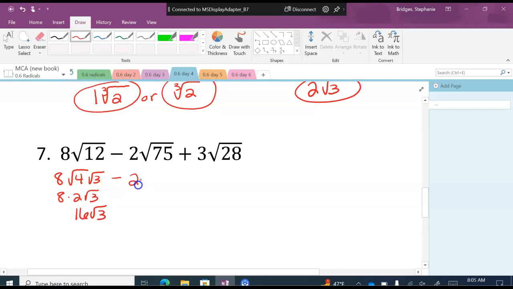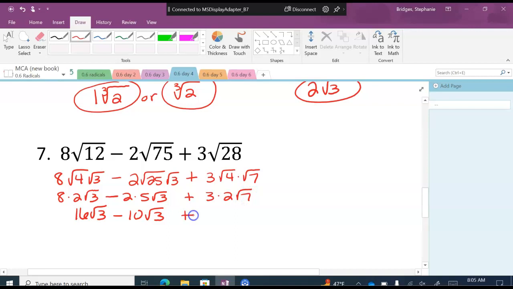What about 75? What perfect square goes into 75? 25 times 3. So that's going to be 2 times 5 times the square root of 3, which is going to be 10 square roots of 3. All right, what about 28? That's not a perfect square either. What perfect square goes into that? 4 times 7. So that's going to be 3 times 2 times the square root of 7, which is going to be 6 square roots of 7.